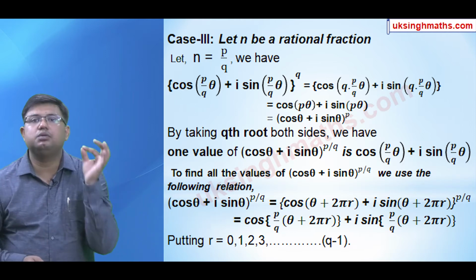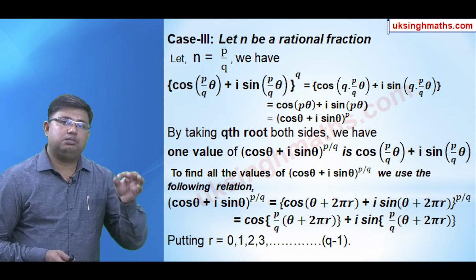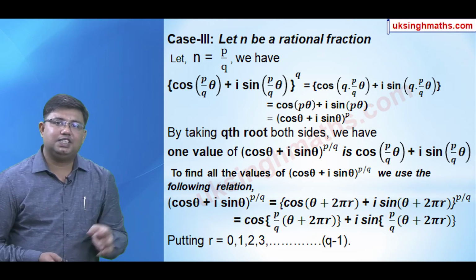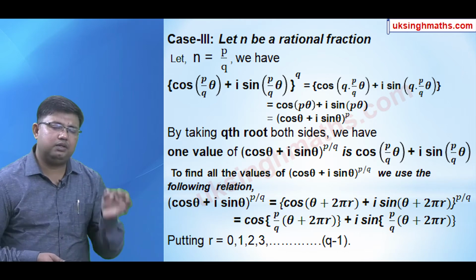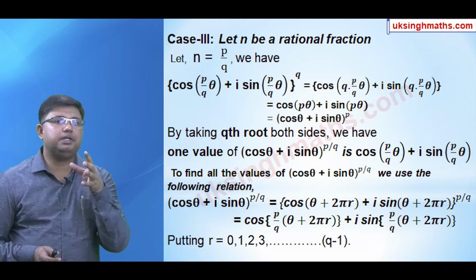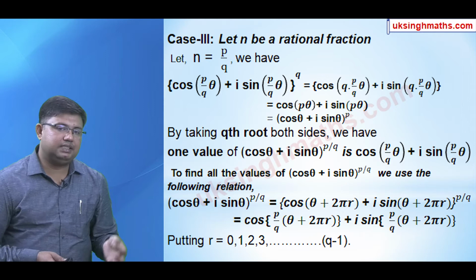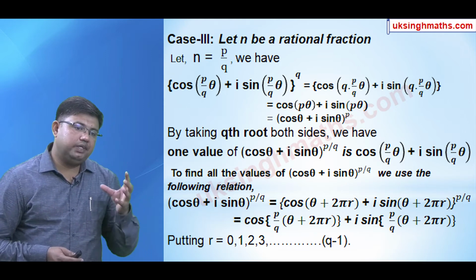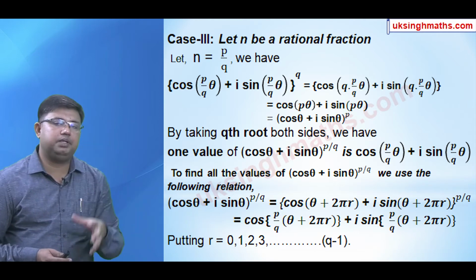Now taking qth roots on both sides, we have one of the values of (cos theta + i sin theta)^(p/q) is cos (p/q)theta + i sin (p/q)theta. And to find all the values of (cos theta + i sin theta)^(p/q), we will use the relation which I am going to tell you. (cos theta + i sin theta)^(p/q) equals (cos (theta + 2 pi r) + i sin (theta + 2 pi r))^(p/q).